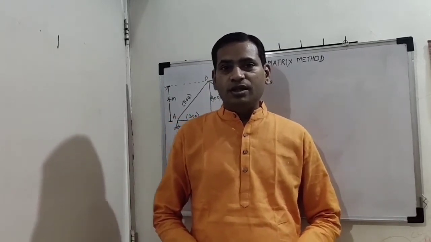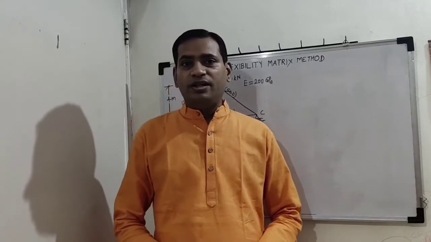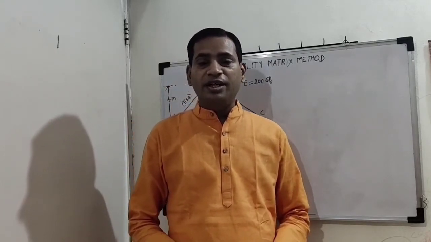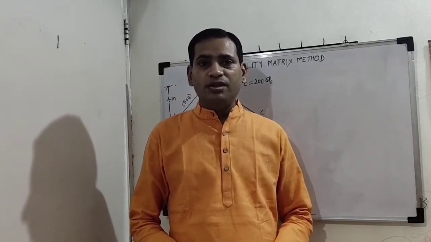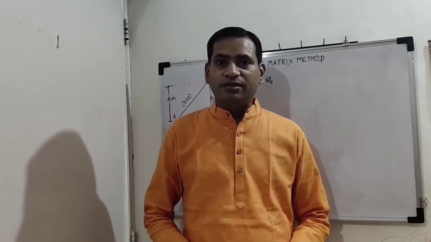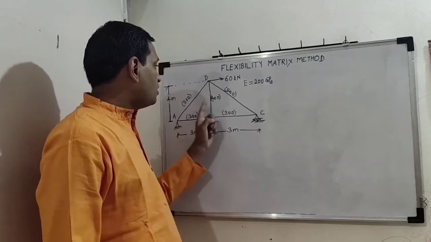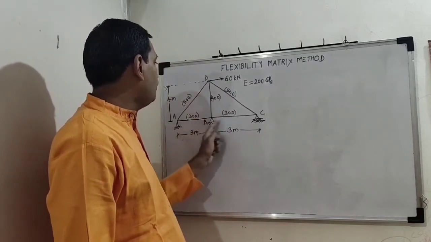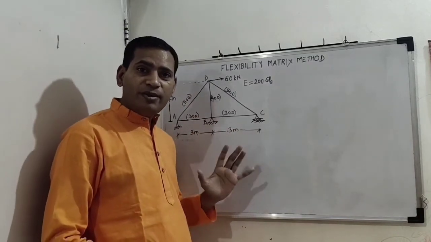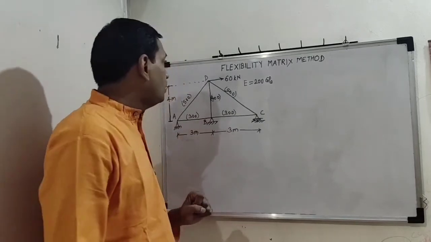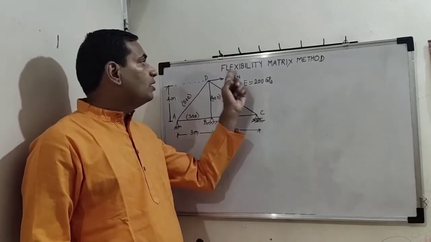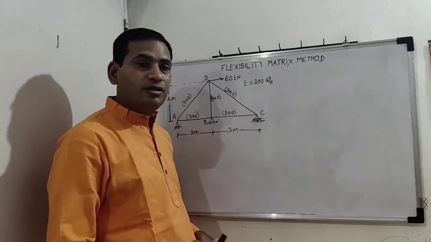Today we shall see how to solve a statically indeterminate truss using flexibility matrix method. As you can see, this is one truss having how many members? 1, 2, 3, 4, 5. So there are 5 members and we have to solve it using flexibility matrix method.